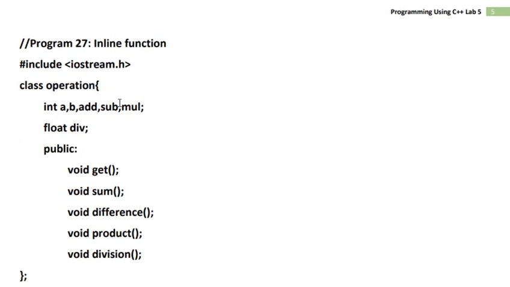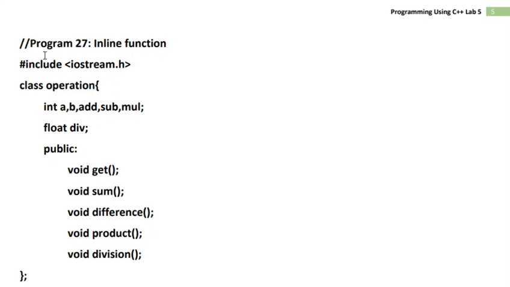Now inline function, as we have learned in the theory class, is a function that, if called, is replaced with the function definition at compile time. This is done in order to save the overall execution time of the program by avoiding the overhead of linking and returning.